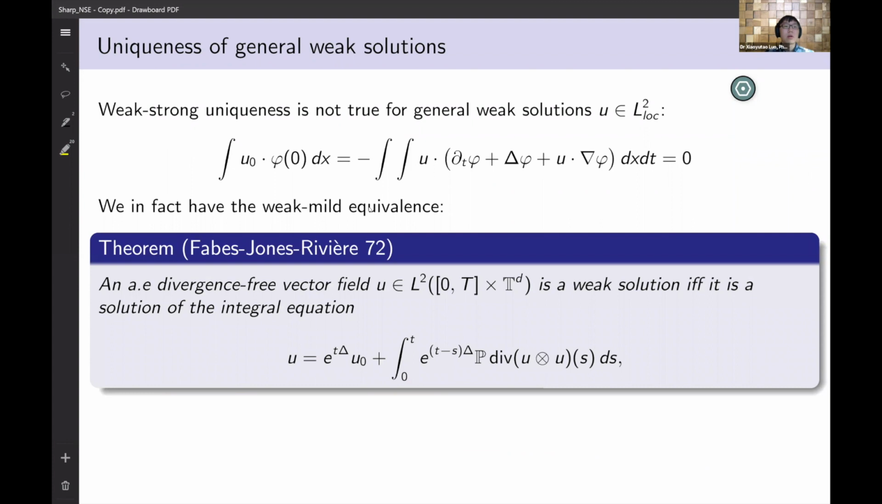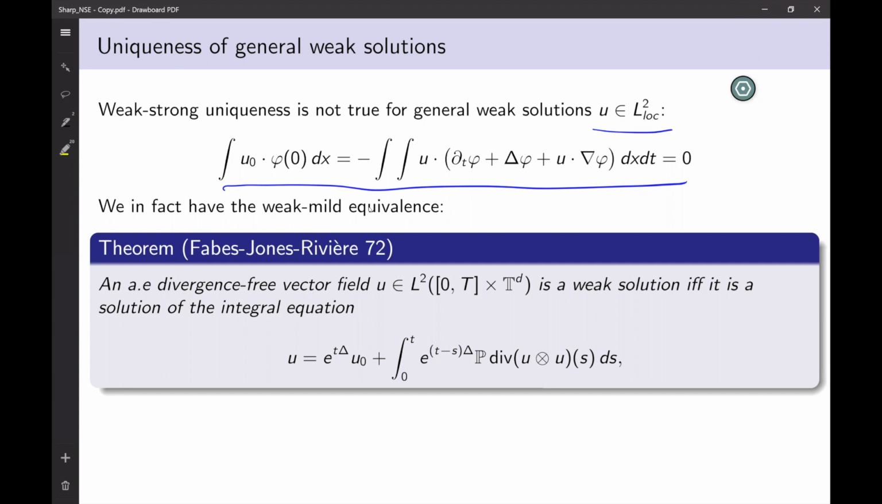Instead, we are going to consider a more general class of weak solutions. If we look at the weak formulation for the Navier-Stokes, this phi is the test function. This weak formulation makes sense as long as your initial data is in L^p, and your vector field is L^2 space-time locally integrable. So you don't need the L^infinity L^2 and L^2 H^1 of the Leray-Hopf solution to make sense of this weak formulation.